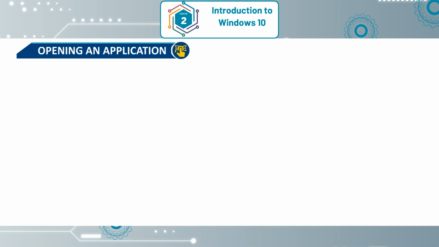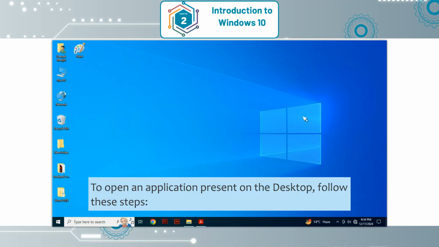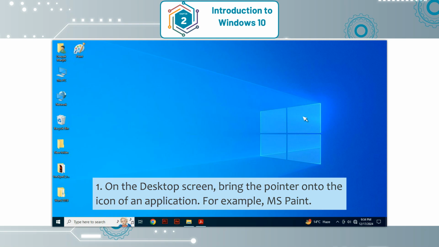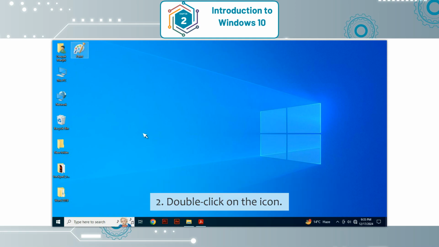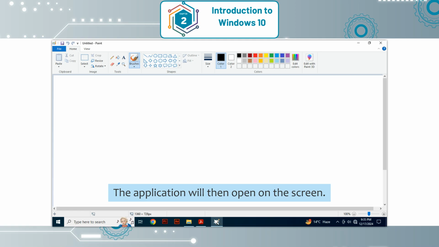Opening an application. In computers, every program is called an application. An application is a type of software that helps the user to do different tasks. To open an application present on the desktop, follow these steps. 1. On the desktop screen, bring the pointer onto the icon of an application, for example, MS Paint. 2. Double-click on the icon, or select the icon and press the Enter key. The application will then open on the screen.